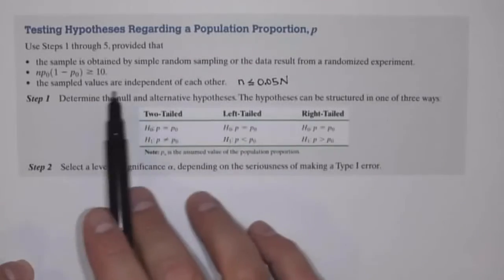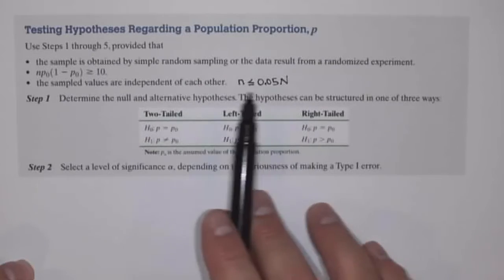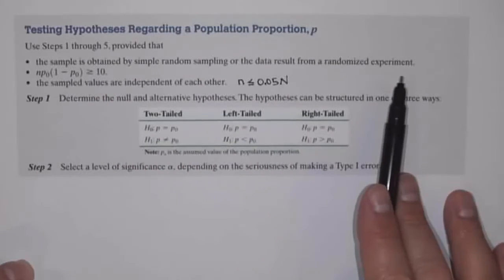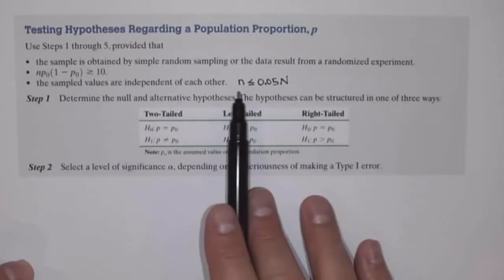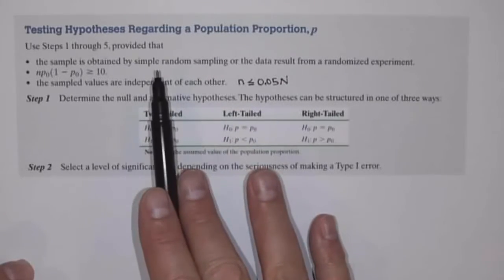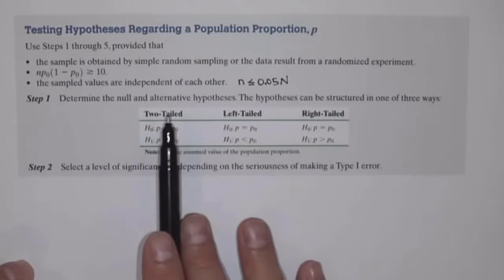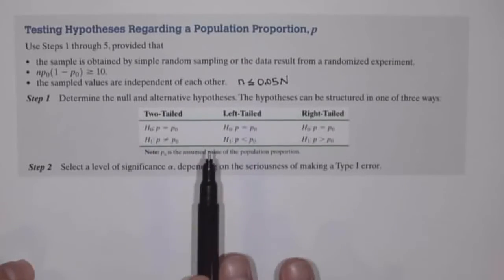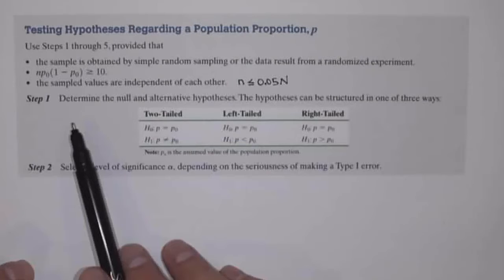So this is what I said at the beginning of the first video. We can model with the normal probability as long as these conditions are met, and these are the same conditions that we used in the previous chapter for confidence intervals, because hypothesis testing again is very related to confidence intervals.